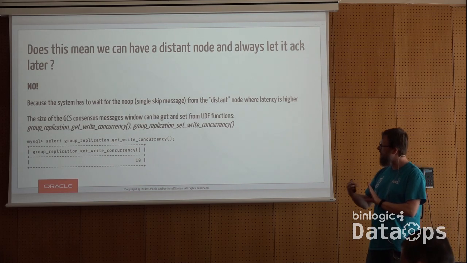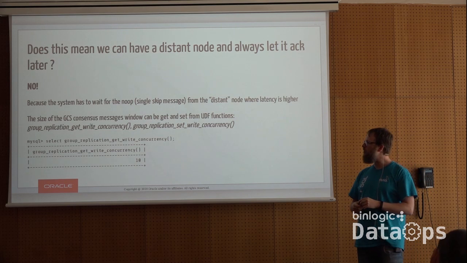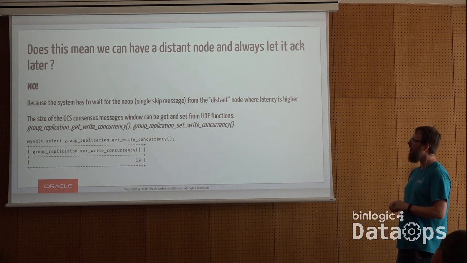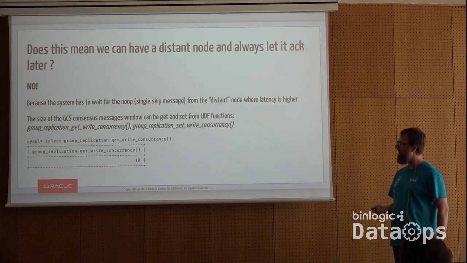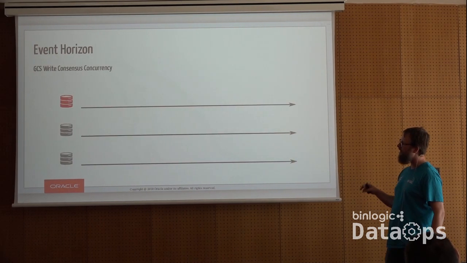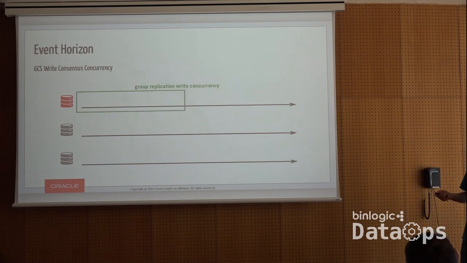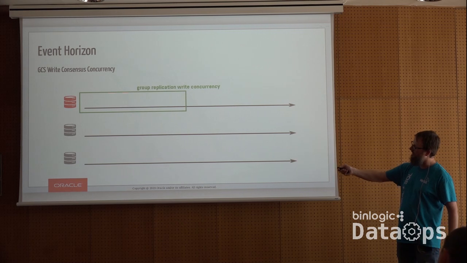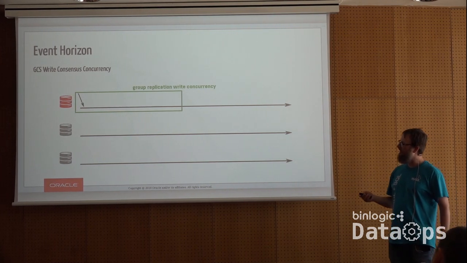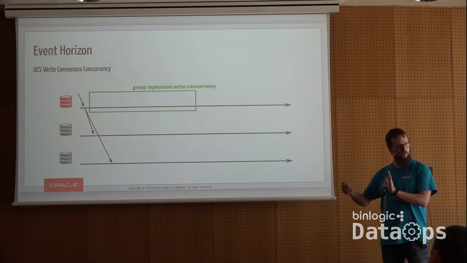But we can increase the concurrency of how many messages we can have while waiting for the reply. And this is the group_replication_gcs_write_concurrency. By default it's 10. And this is what we call the event horizon window. And this is how it works. So this is the group replication write concurrency of 10. This is the window. So we write data here, then it's sent to everybody, and then we slide the window.